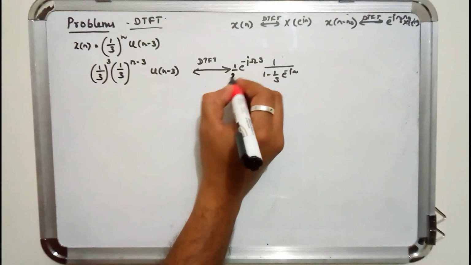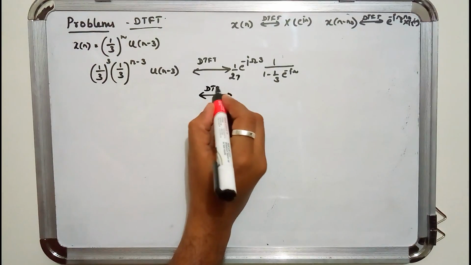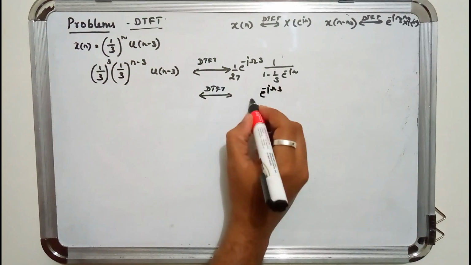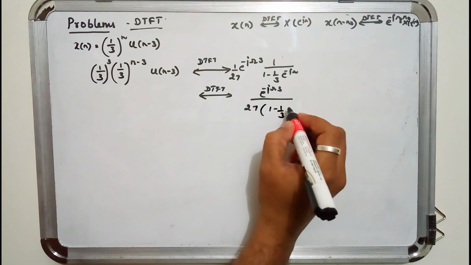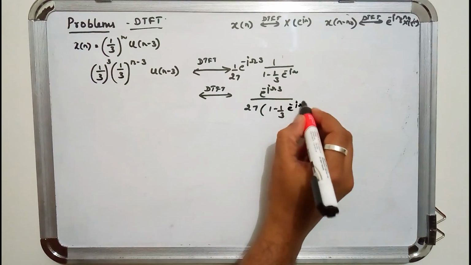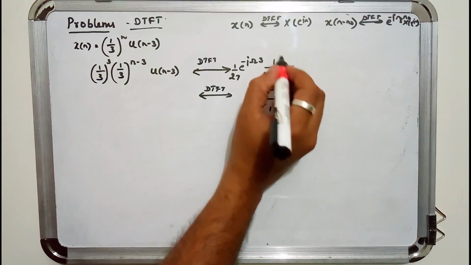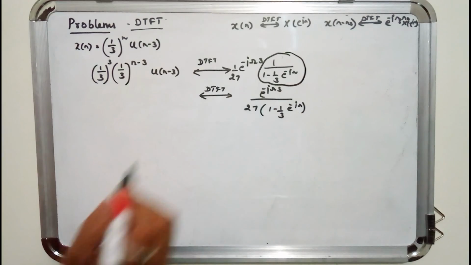So it is 1 by 27. So the DTFT is e power minus j omega 3 divided by 27 into 1 by 1 minus 1 by 3 e power minus j omega. Now you may wonder why I've written the term here as 1 by 1 minus 1 by 3 e power minus j omega.